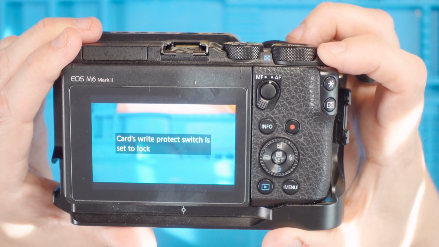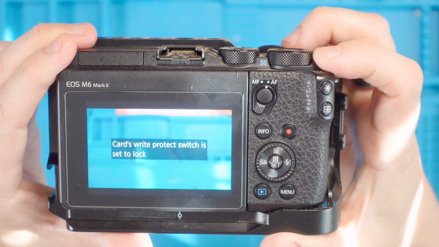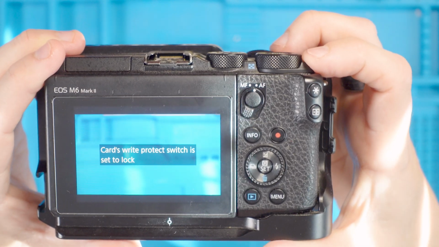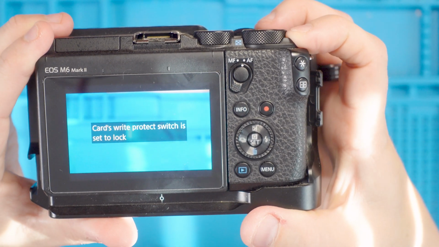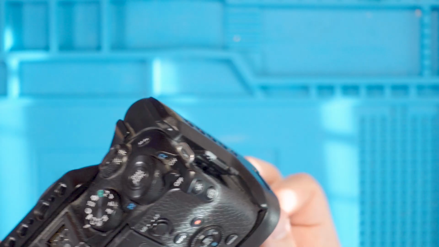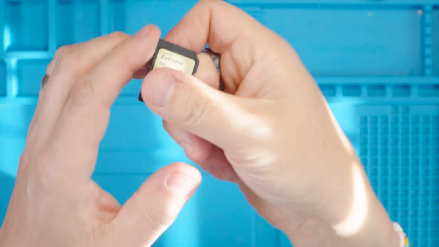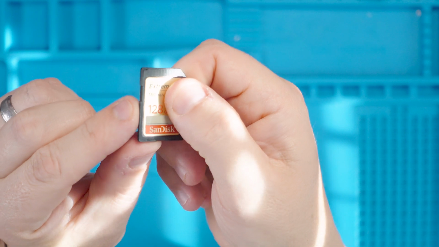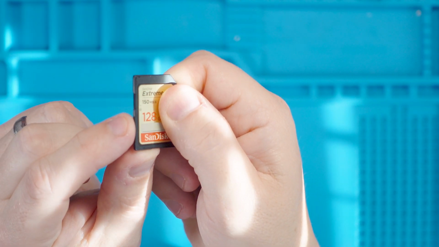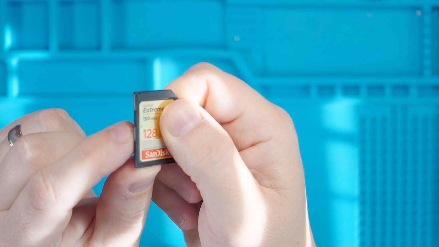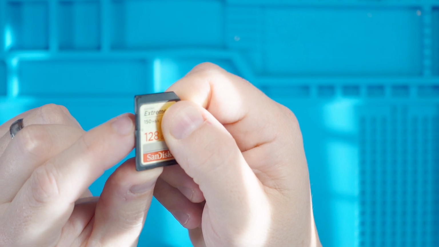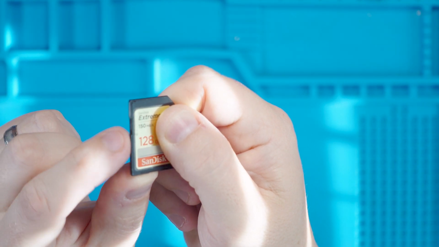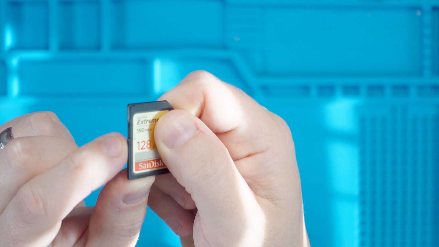Card's write protect switch is set to lock. So I was a little bit confused and I just thought, oh, the switch has just been knocked. But the problem was, this is where the card's write protect switch is, or it should be, but it was actually smashed out of this, which was quite unfortunate.